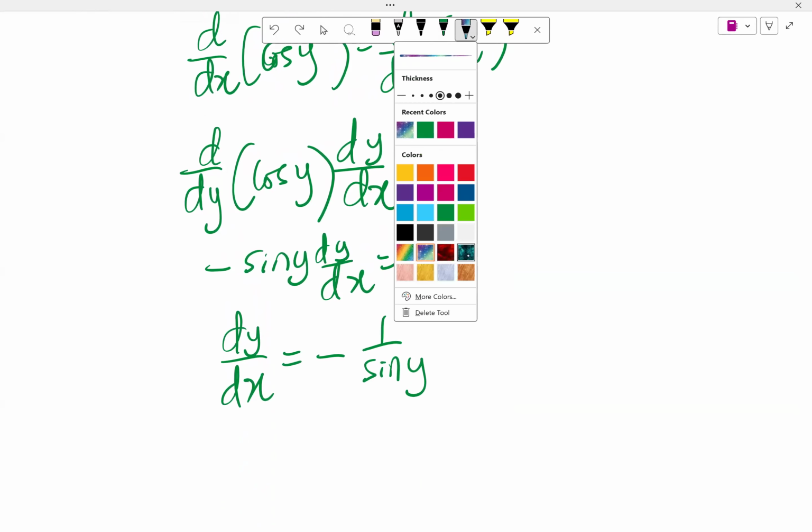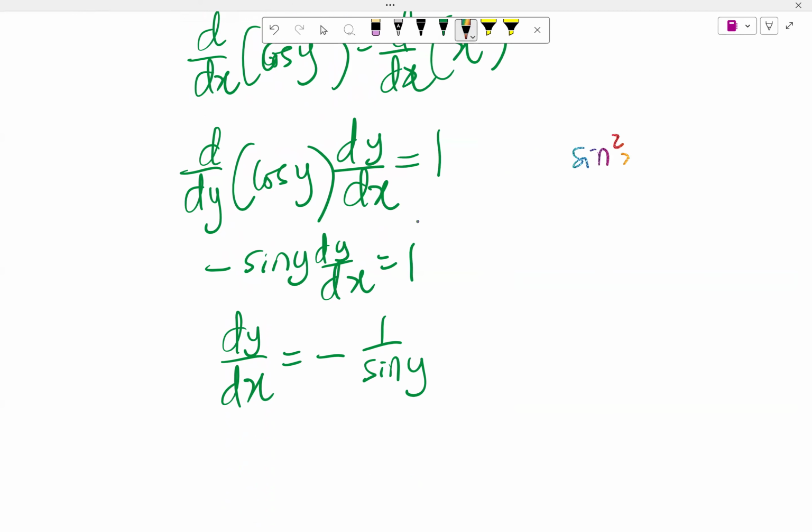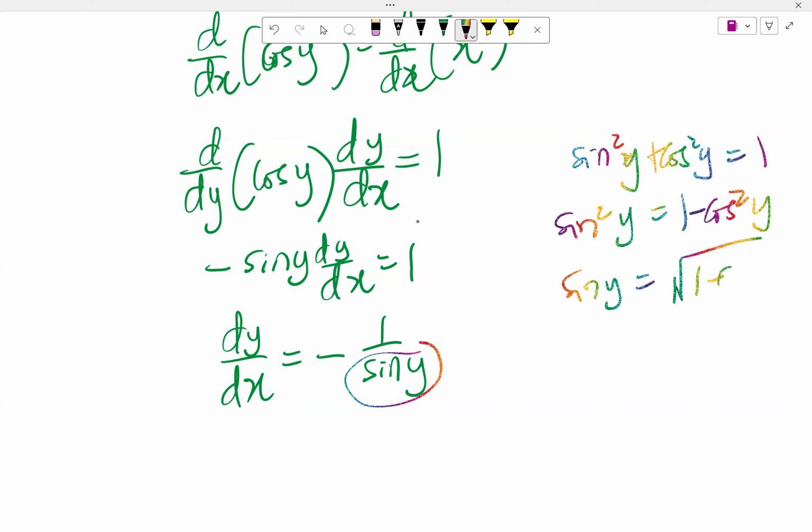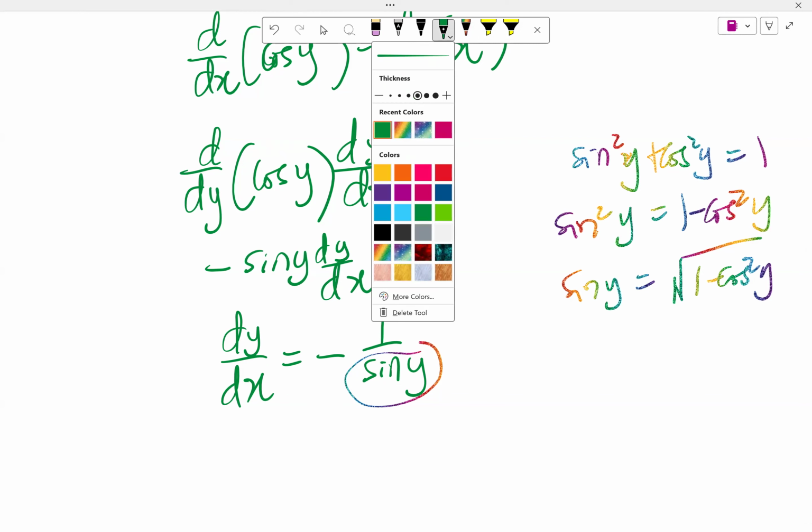The way to deal with that is, you have sine squared y plus cos squared y is equal to 1. So if sine y is what you need, then it means that you have sine squared y equals 1 minus cos squared y. So that means that sine y alone is going to be the square root of 1 minus cos squared y. So you can come back here and restate and write that out.